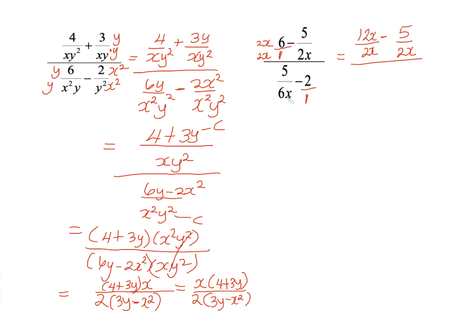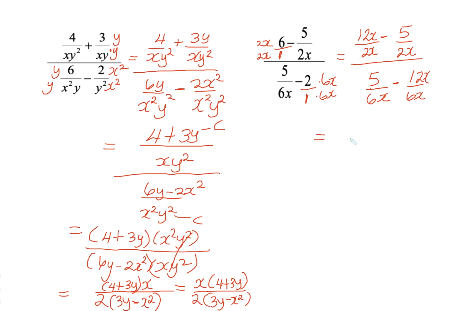Over here, 6x and 1, so I know my LCD is 6x and 6x. This is already 6x, so I'm going to keep the 5. However, here, to change this 1 to a 6x, I would have to times by 6x, so that will be 12x.